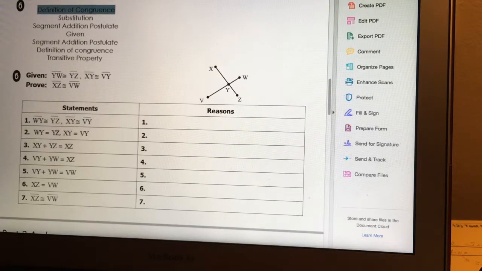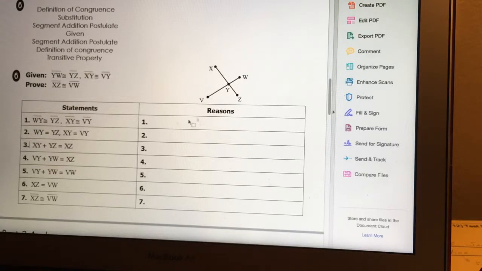All right, number 3. So we have xy plus yz equals xz. That doesn't seem like it came from somewhere up here, unless we added something. Where could that possibly come from? Well, looking at these and looking at our picture, xy plus yz equals xz. That is the segment addition postulate. So that's what allows us to say number 3, segment addition postulate.